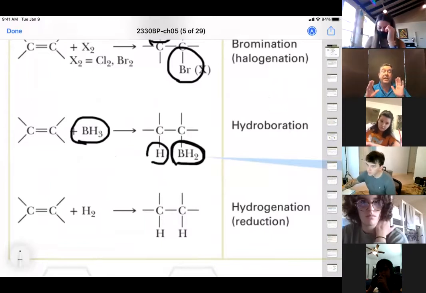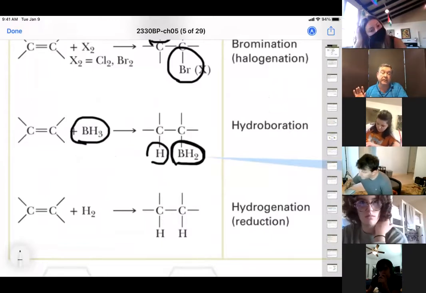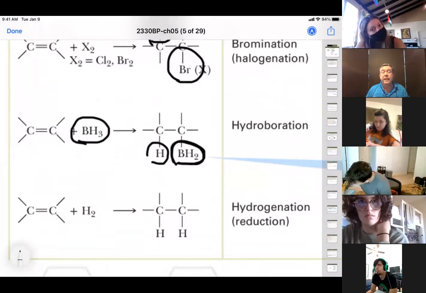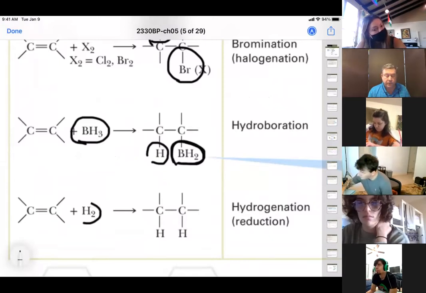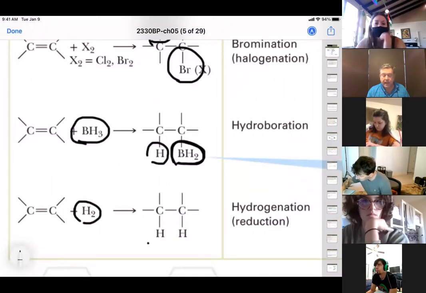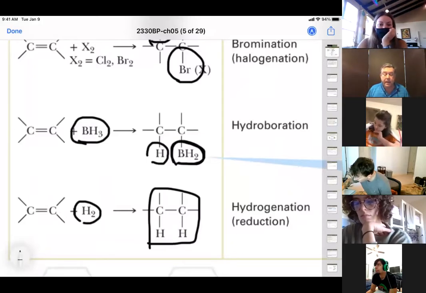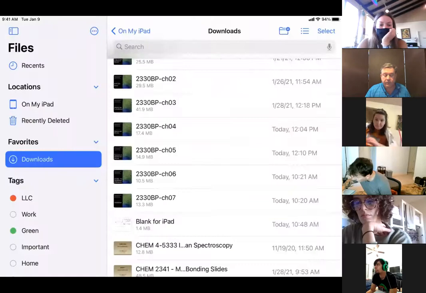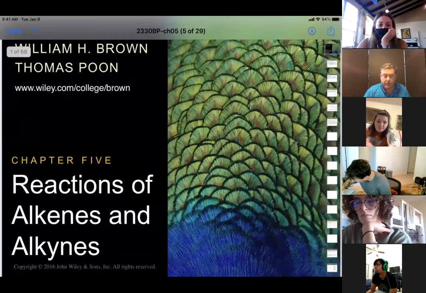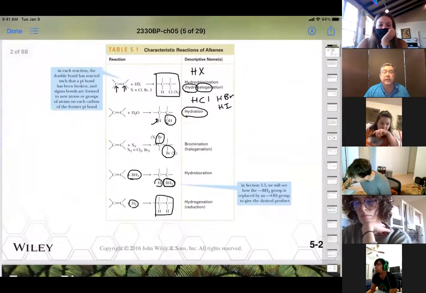Most of the time, we actually take that boron off by oxidizing it, and I'll show you that reaction. And the last, simplest thing we can do is called hydrogenation. We can add 2 hydrogens across that double bond, turning it back to an alkane. So these are the different types of reactions we're going to be seeing in this chapter to start with first. And they are all called addition reactions.